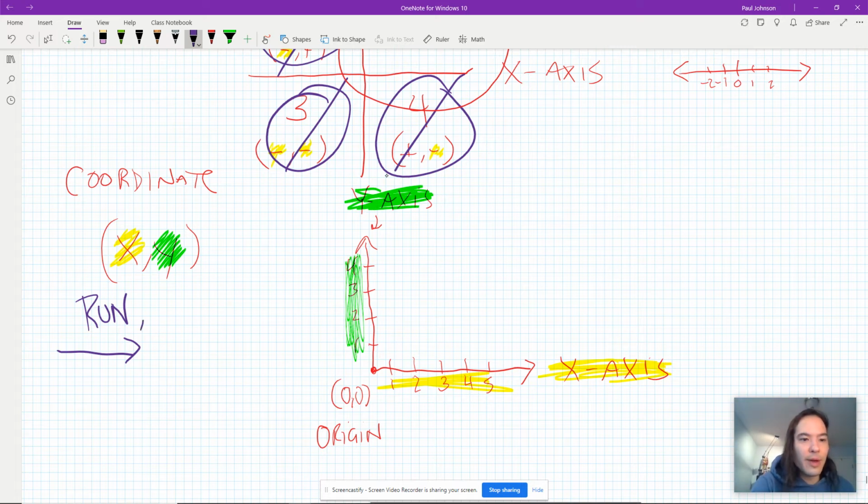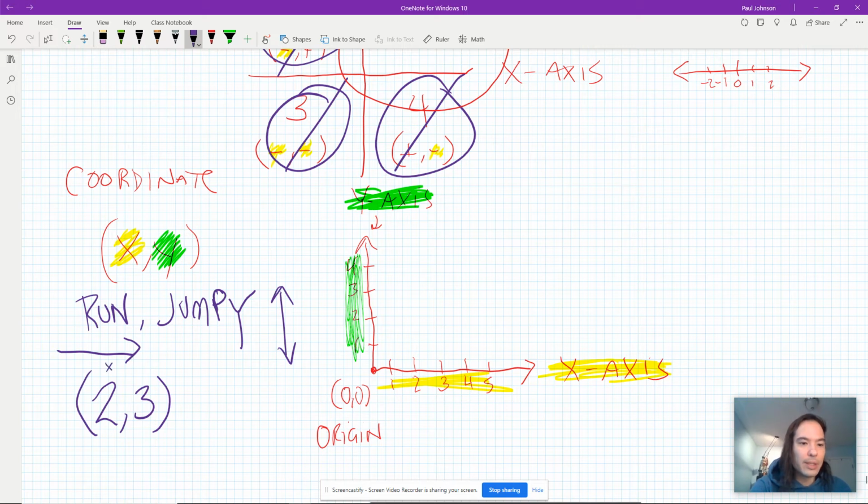And then if you have y, you need to jump on your y-axis. That almost looks like jumpy. So you gotta run on your x-axis and then jump on your y-axis. All right, so let's say that we have the point, let's say 2 comma 3. This is x, this is y, this is run, this is jump.